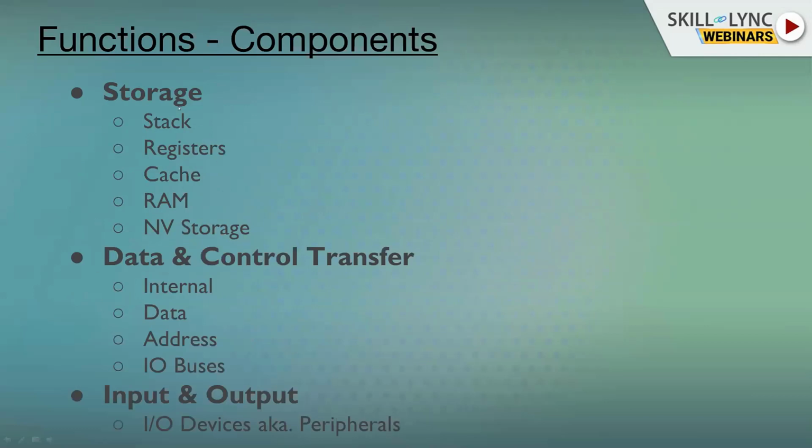Similarly, if we look at further components, we have components related to storage: stack, registers, cache, RAM, non-volatile storage. So we have different types of storage. And then for performing data and control transfer, we have different components. These are the keywords you will find in your textbooks: internal data, external data, address, and so on.